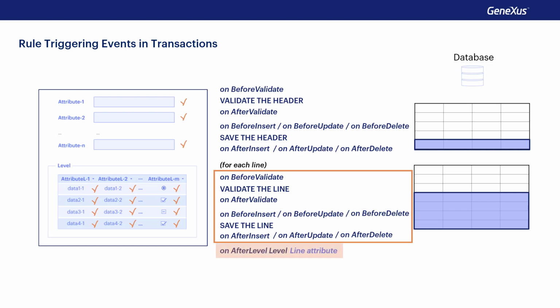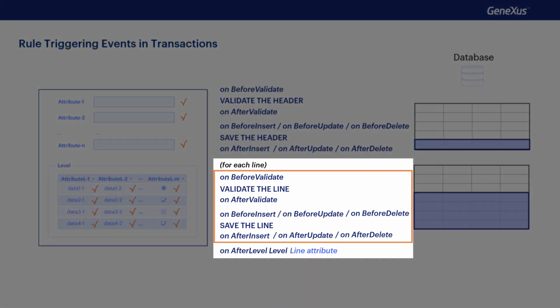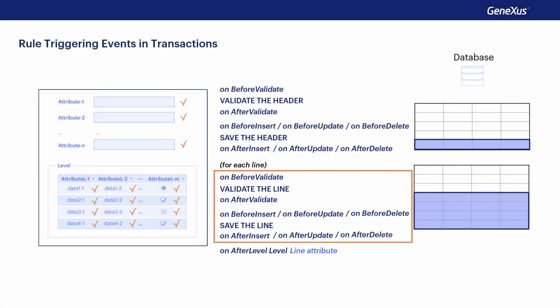Next, the rules with triggering event onAfterLevel to do or evaluate something right after running through a certain level will be triggered. If there's another grid, that is, another level, the same thing that was done for the first grid will be repeated, and the onAfterLevel will also take place, but of this other level, and so on until the last grid is completed.